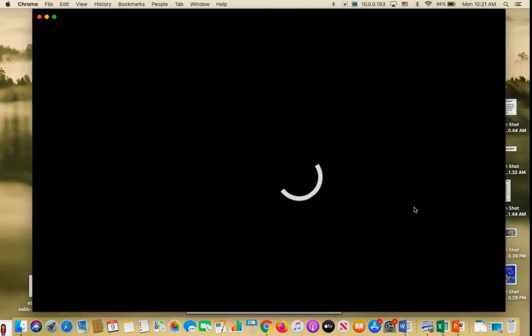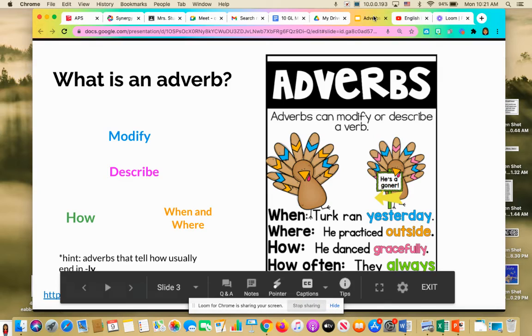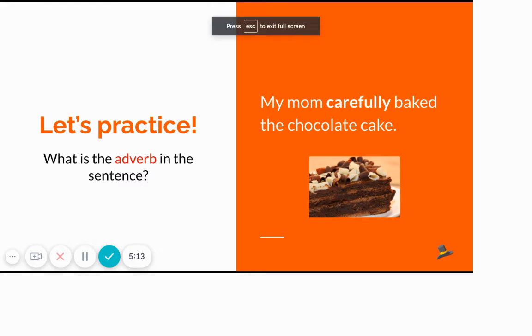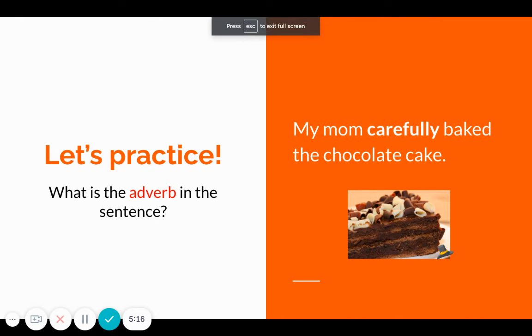Yeah. All right, boys and girls, very good. That's a very good way to think of adverbs as always helping the verb, all right? And sometimes they end in ly. If that doesn't help you, a good reminder is to think of how, where, and when. All right, so let's practice.